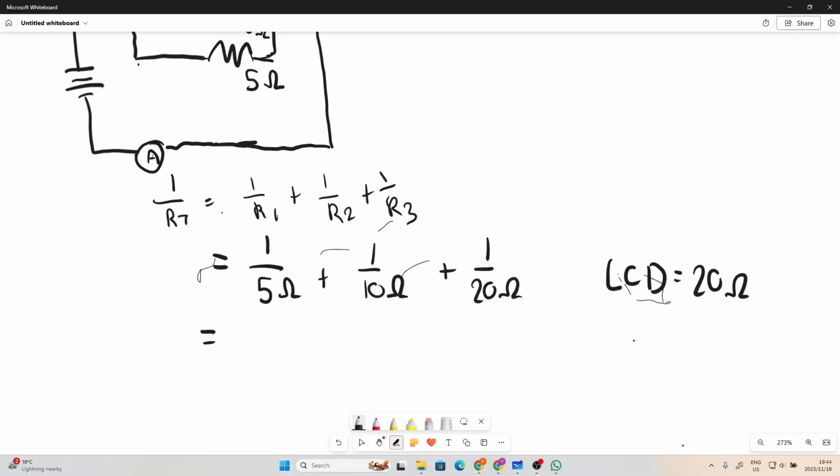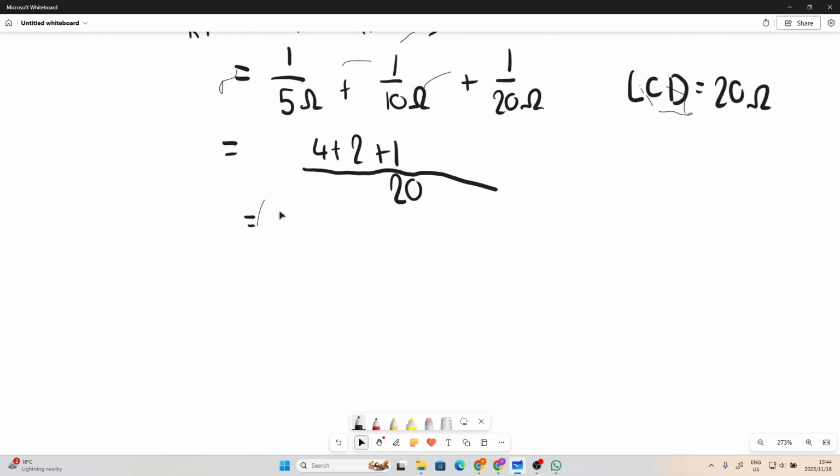Oh, that's why I don't have my pen software loaded. Okay, anyways, 20 ohms. So in this case, it's 20. Right. So now you do your simple maths. That's 4 plus 2 plus 1, and then that gives us 6 plus 1, 7 over 20.